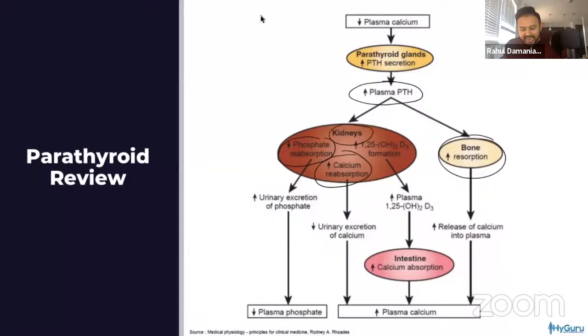Now, if we dive in deeper, 1,25 vitamin D actually increases calcium and phosphate reabsorption from your intestine. And that's actually really important: PTH causes a high calcium and a low phos, whereas 1,25 vitamin D causes a high calcium and a high phos.